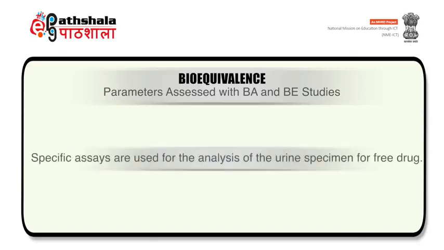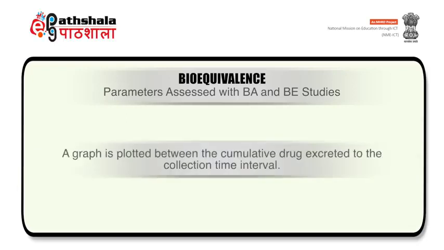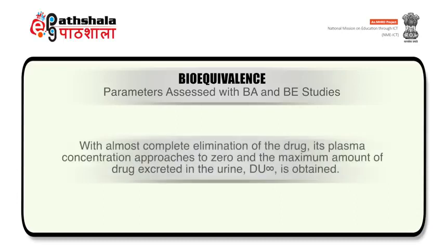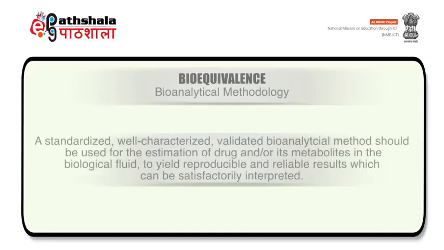Specific assays are used for the analysis of the urine specimen for free drug. A graph is plotted between the cumulative drug excreted and the collection time interval. With almost complete elimination of the drug, its plasma concentration approaches zero and the maximum amount of drug excreted in the urine is obtained. After that, a standardized, well characterized, validated bioanalytical method should be used for the estimation of drug and its metabolite in the biological fluid to yield reproducible and reliable results which can be satisfactorily interpreted.